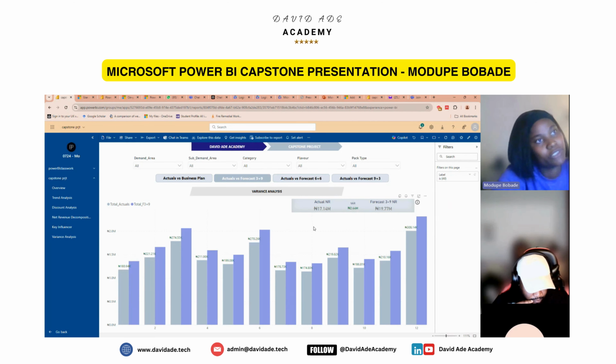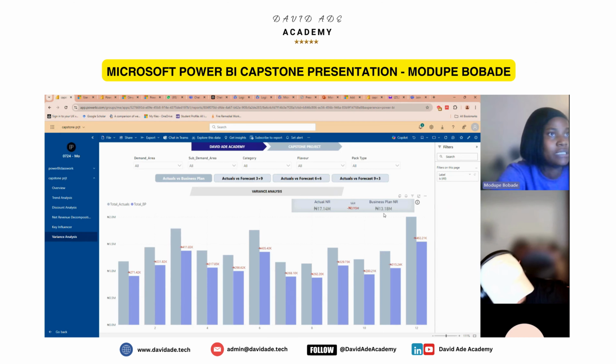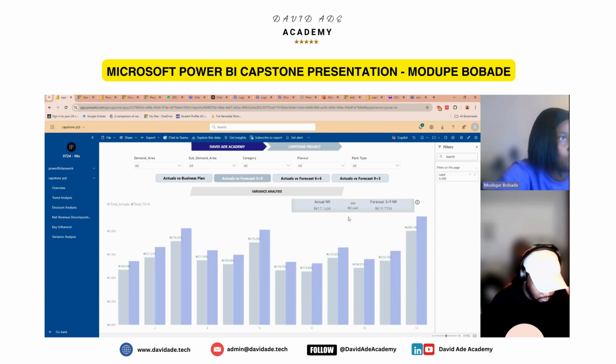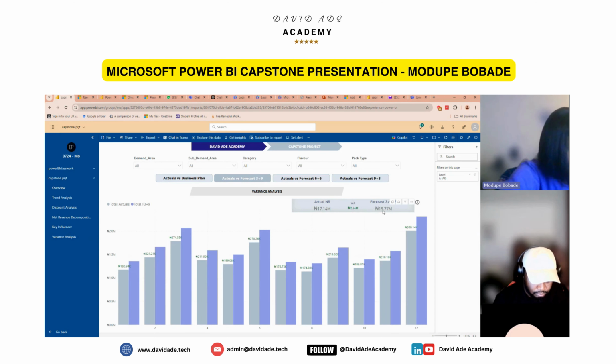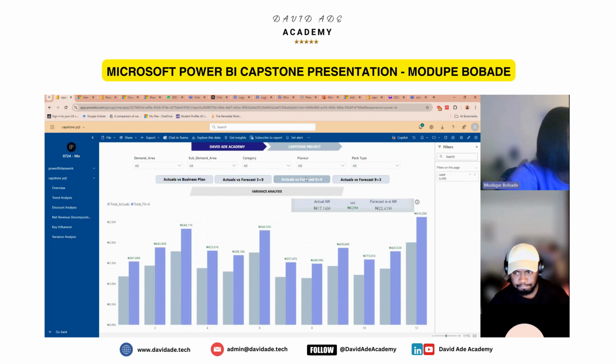That means that the projected net revenue is lower than the actual revenue. And this shows that the projected revenue is more than the actual revenue. And as with the other one, we can go further to drill down and see how these numbers came to be. And we'll go also to the forecast 6 plus 6.